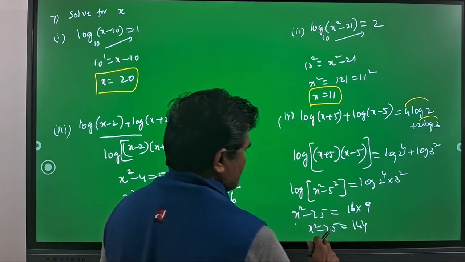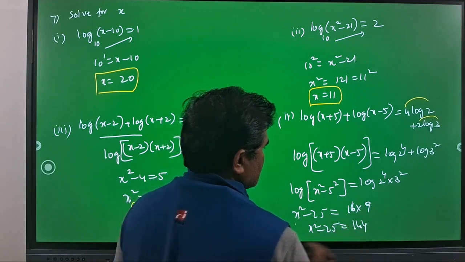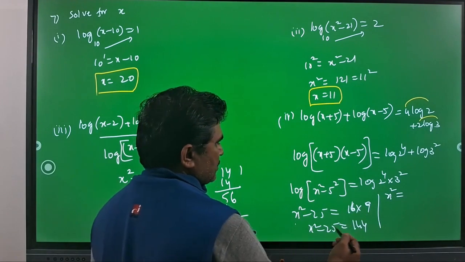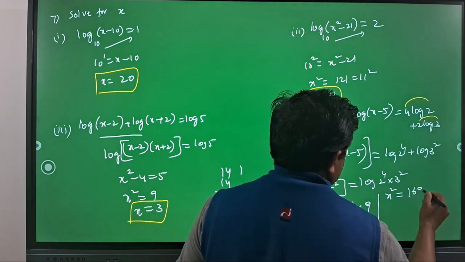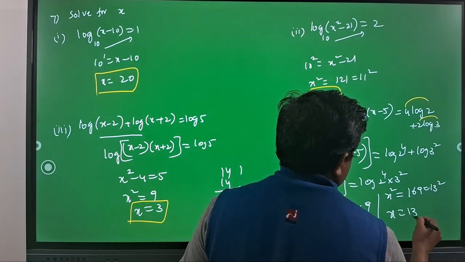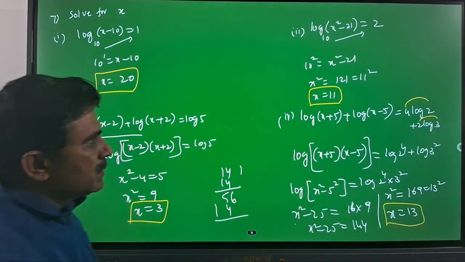And if this minus 25 goes to that side, it will be added up. So you will have x square is equal to 144 plus 25 will give 169, which is 13 square. So x is equal to 13. That is the solution for that problem.